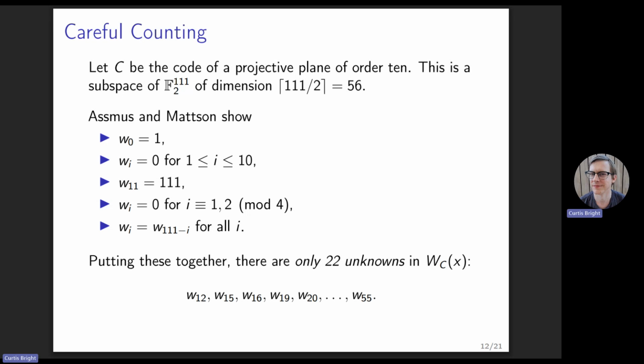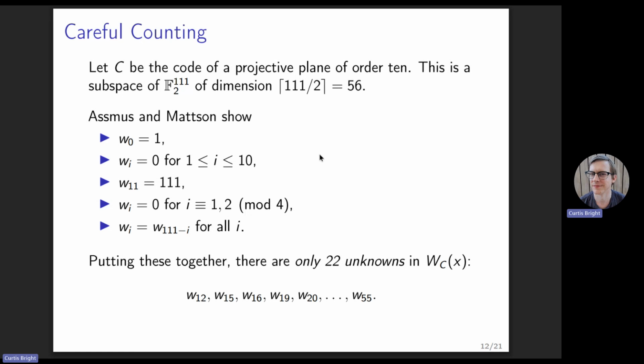We already know from that theorem I showed you that if the projective plane of order 10 exists, the dimension of the code is exactly 56, because it's 111 divided by 2 rounded up. Then Assmus and Mattson count the vectors by weight, and they can get pretty far. There's always going to be 1 vector of weight 0, the 0 vector. That one's obvious. The other ones are not so obvious, but they count them.